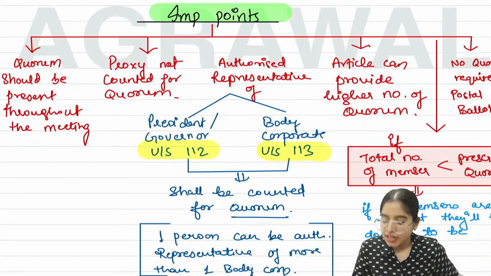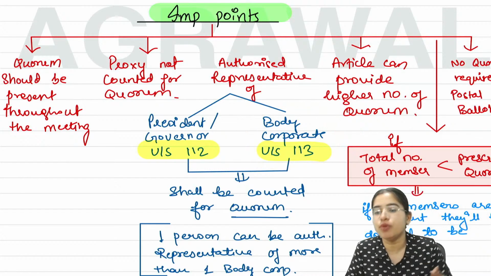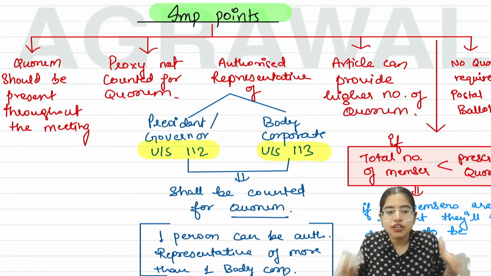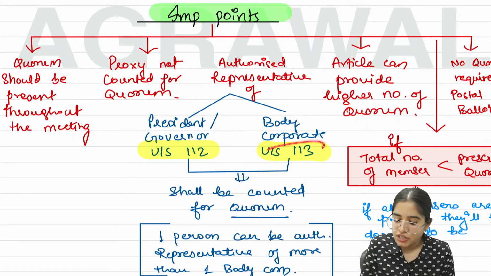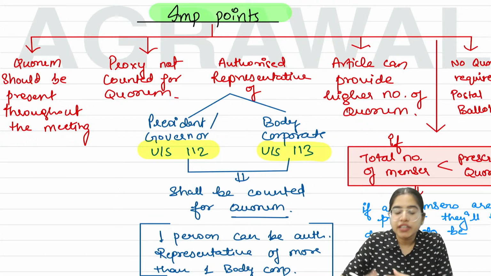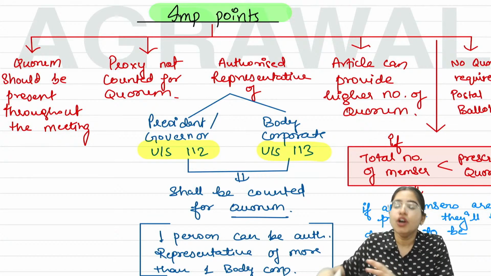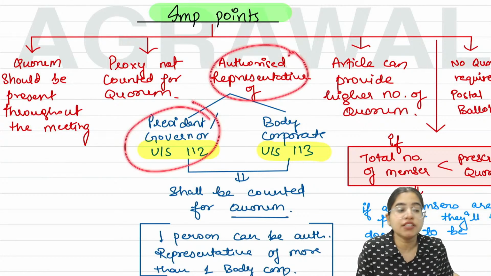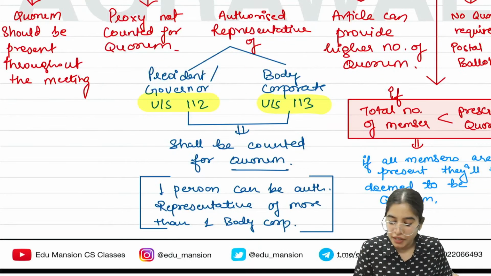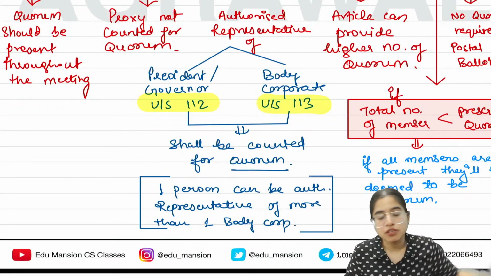Similarly, if any body corporate is the shareholder, then body corporate is not a natural person, so body corporate cannot attend the meeting. So under section 113, body corporate can appoint an authorized representative to attend the meeting, and that authorized representative of president or governor or body corporate shall be counted for the purpose of quorum.